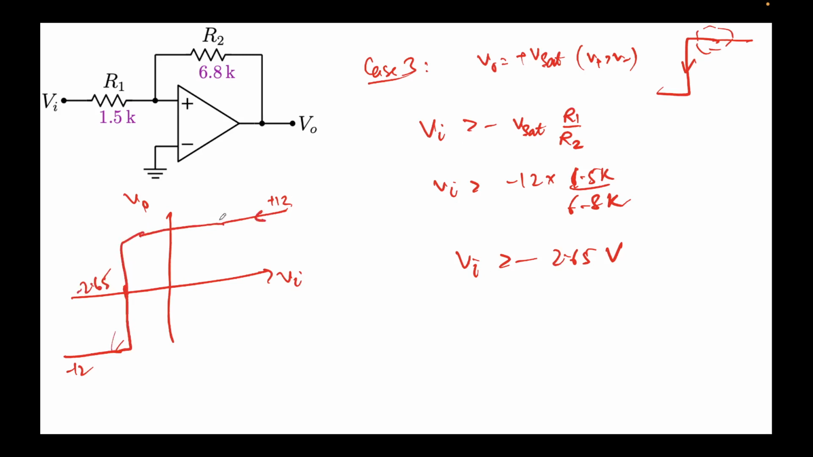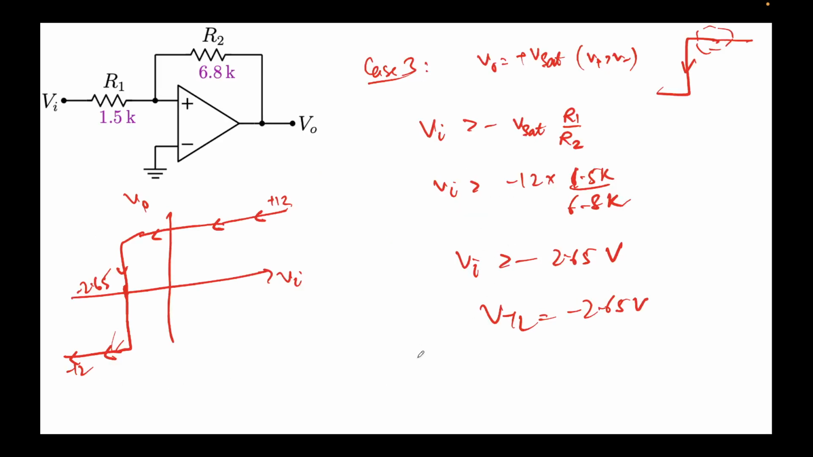So we are here, we keep on moving left, it will remain high, and only at minus 2.65 it will switch, and then it will remain like this. So we have completed the first half. This is what is VTL. This gives me VTL equal to minus 2.65 volts.